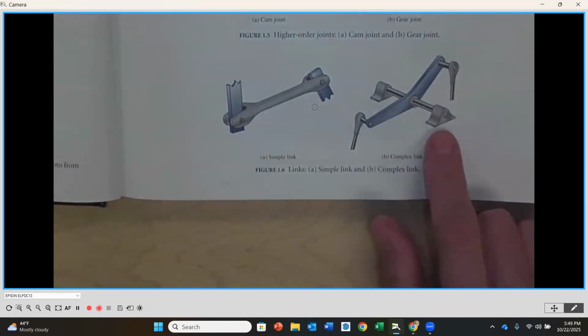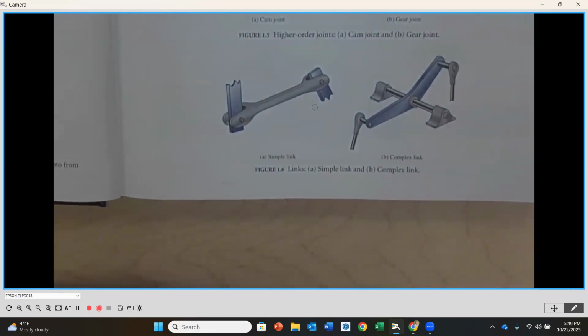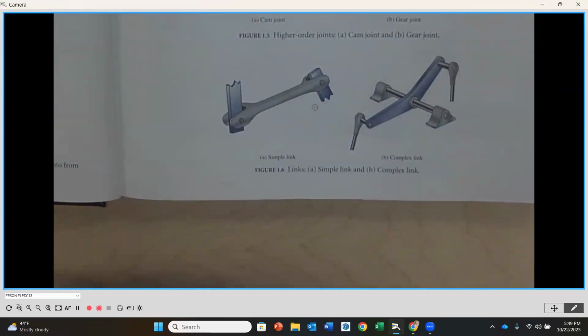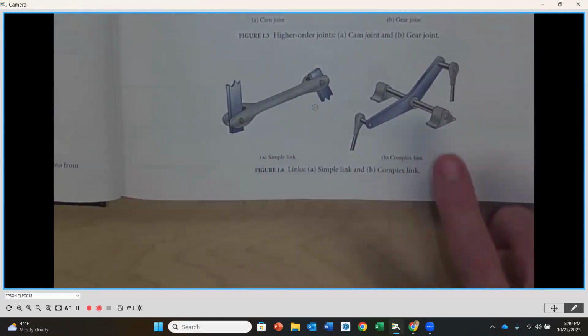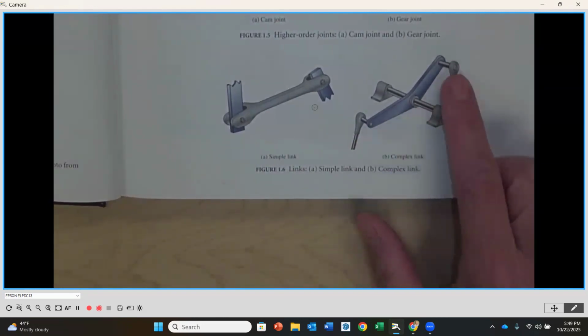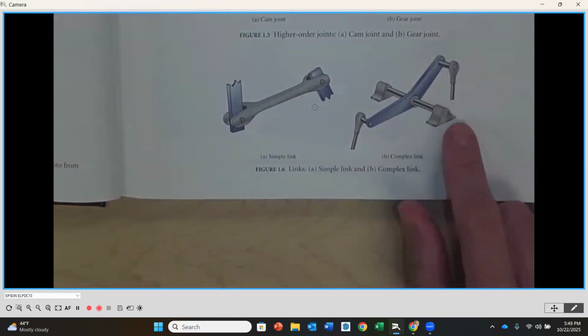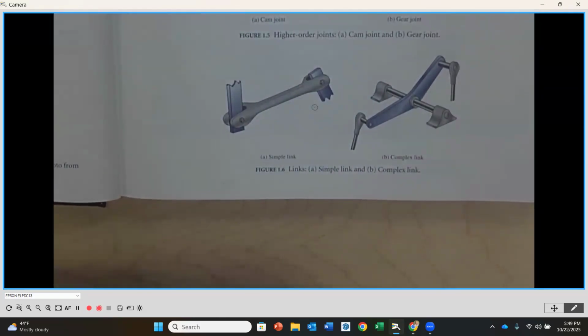A complex link is when we have more than two connections on any given link. So in this case, we've got a boomerang-looking or a dog leg-looking link, and we've got 1, 2, 3 pin connections on that one single link. And again, it can be more than that as well, greater than 2. So 2 is going to be a simple link, and 3 or more is going to be complex.